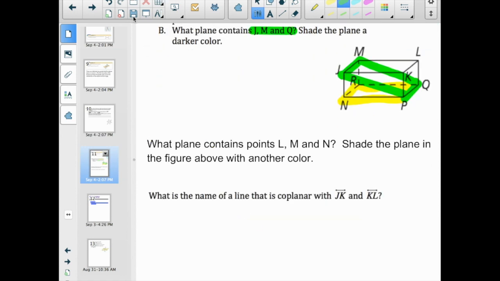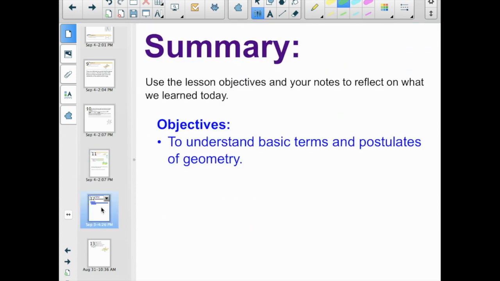All right, I'm going to skip the rest of this, and there we go. So that was the end of lesson 1, your first real geometry lesson. Our goal was for you to get a basic understanding of geometry terms, postulates, and definitions.